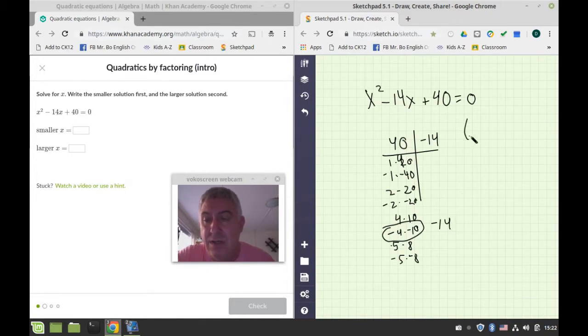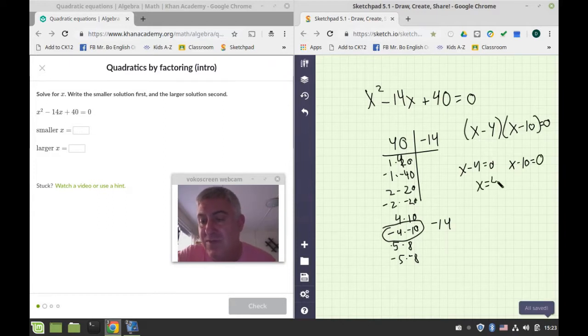Okay, so now I have x minus 4 times x minus 10 is equal to 0. So from our zero product property, I know that means that x minus 4 is equal to 0 or x minus 10 is equal to 0. And so I know x is equal to 4 or I know x is equal to 10.